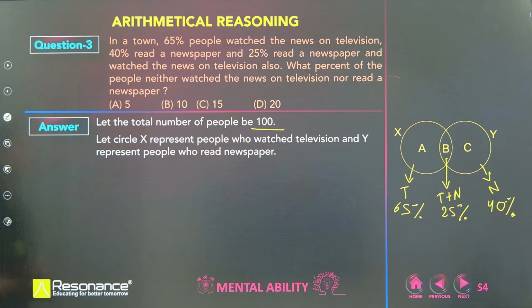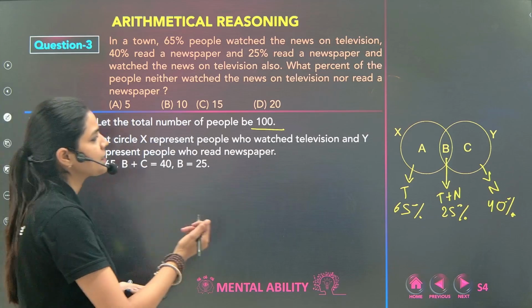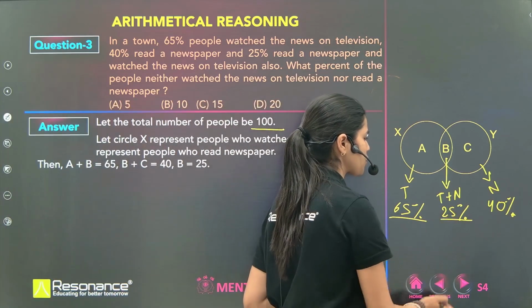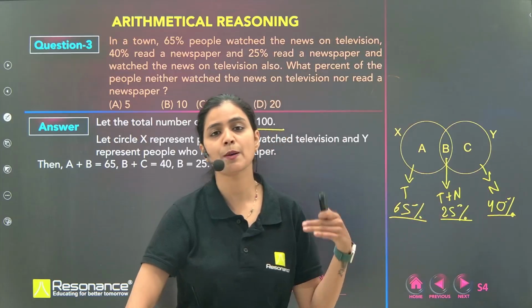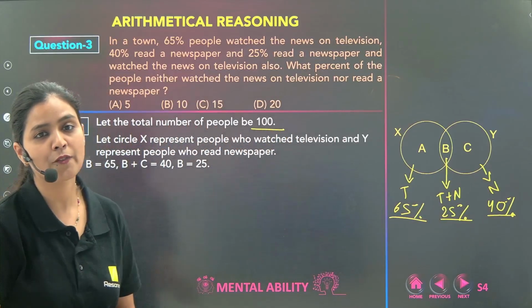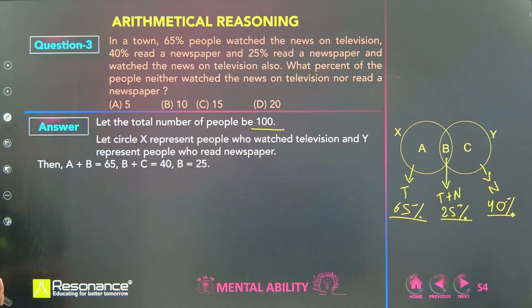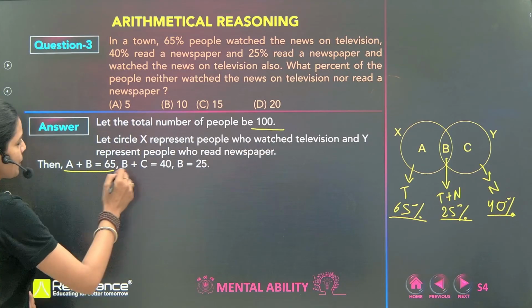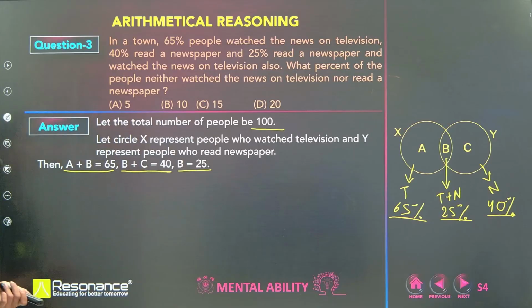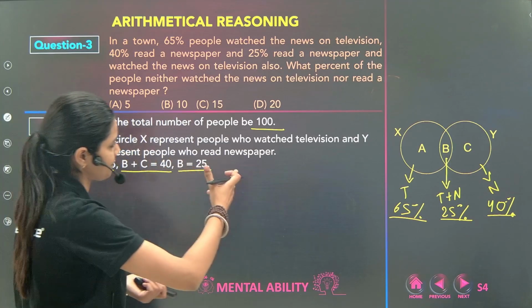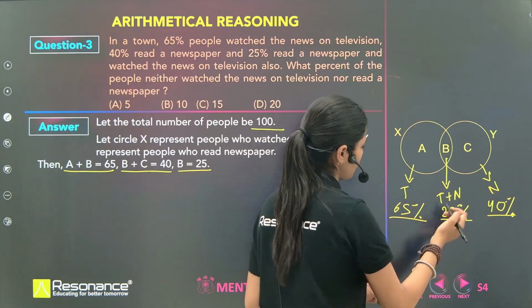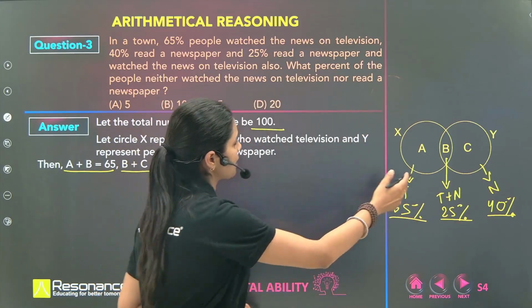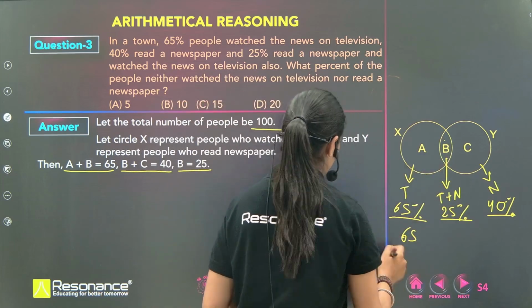Now the 65% consists of this part and this overlap also. That is the reason the sum is getting greater, so we have to find a difference. A plus B is equal to 65, B plus C is equal to 40, and B is equal to 25. We have only one fixed term, that is B, defined as 25. So 25 people from the 100 are doing both. So the B part is 25, and 65 minus 25.